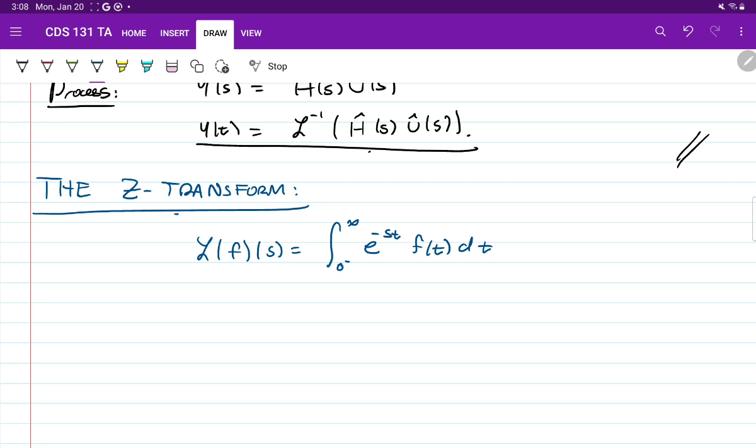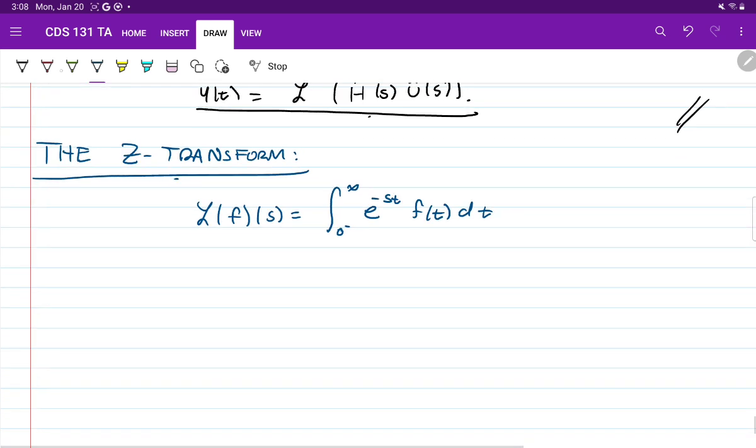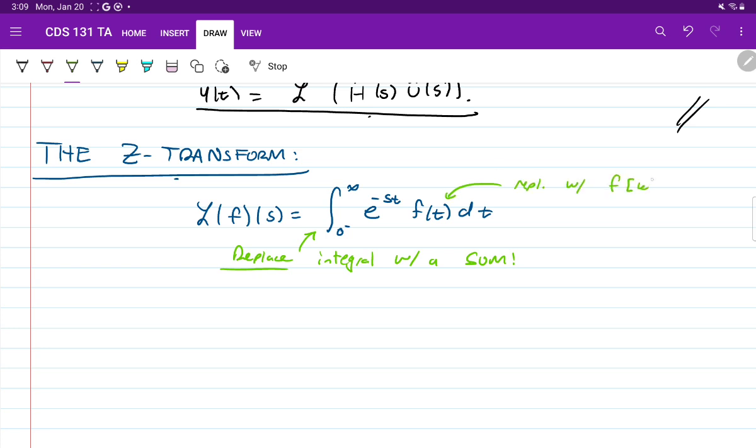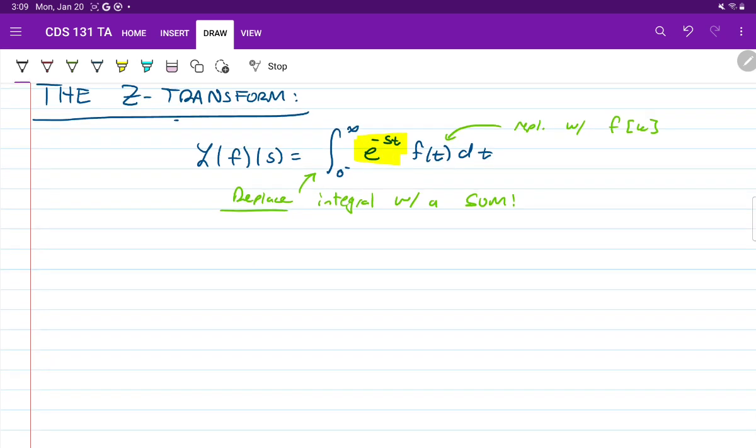Okay? So the first thing that we're going to do is replace the integral with a sum. Okay? That's standard. Now what else do we have to do? Well, we have to replace this with a discrete time signal, f of k. But now I want to talk about what we're going to do about this exponential, right? What's the analog of the exponential in discrete time?